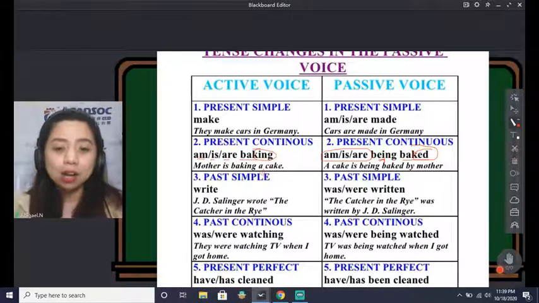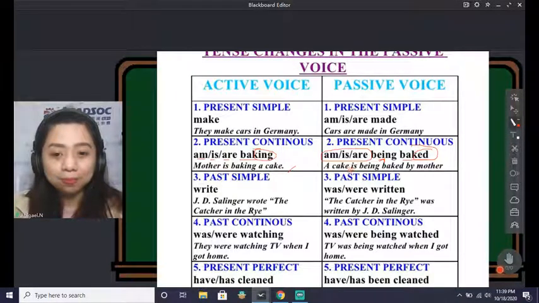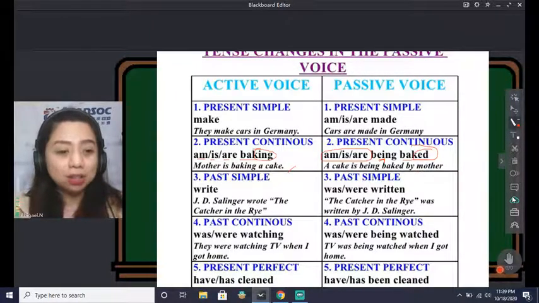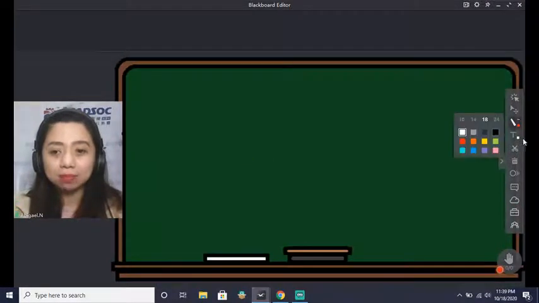Okay. Now look at the sentence. Mother is baking a cake. A cake is being baked by mother. Okay. So let's try to make our own sentences. I'll clear this board.